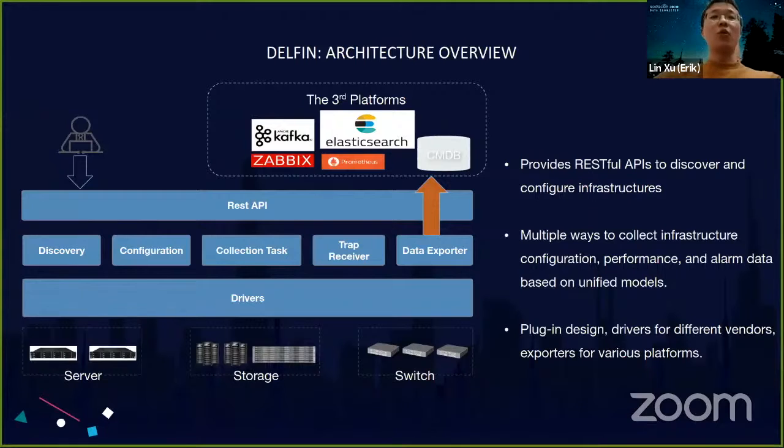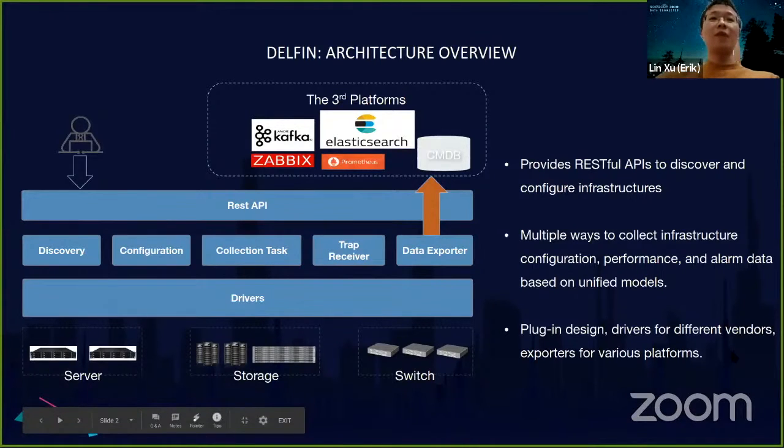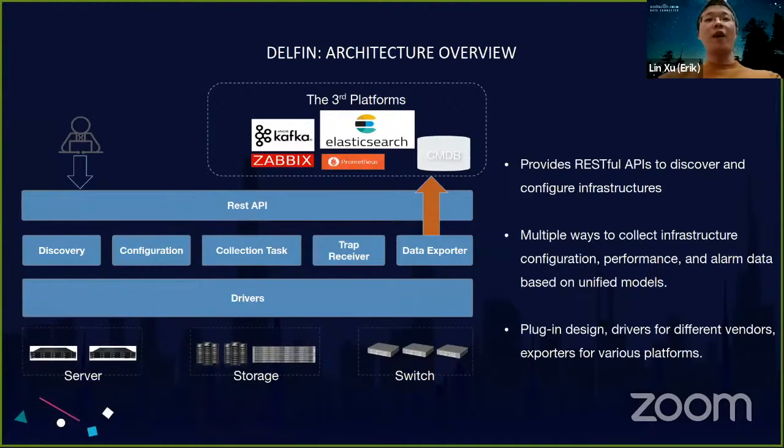So what is Delphin? Delphin can be regarded as an infrastructure data O&M framework. Currently, it has three main features: collect data, watch data, and push data. It provides RESTful APIs for discovering and configuring remote devices for data connection. It also supports different collecting tasks, such as configuration data, alert data, or performance data.